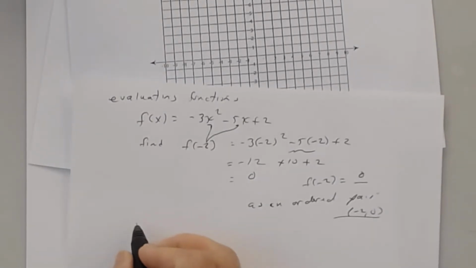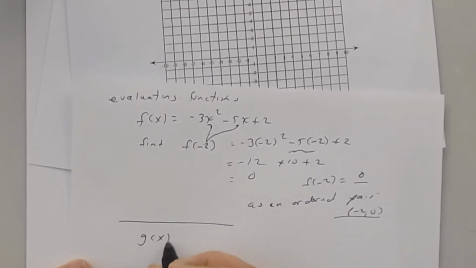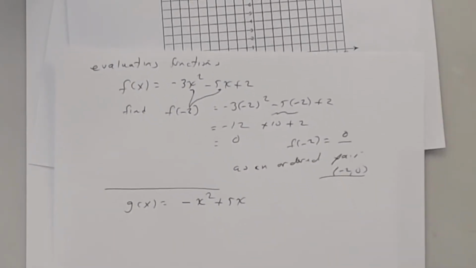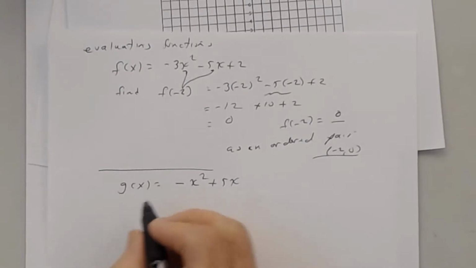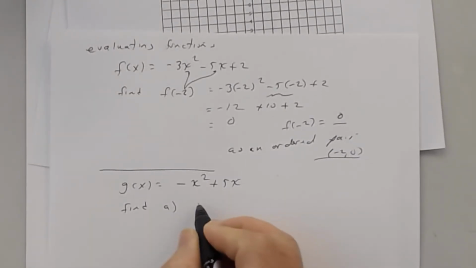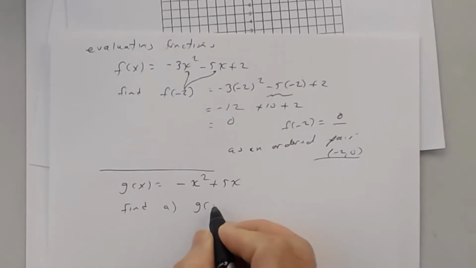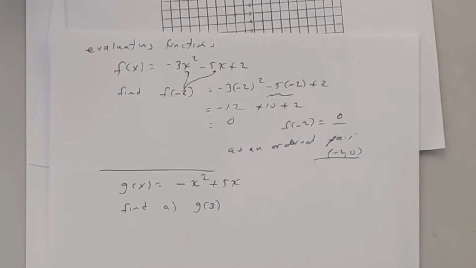All right, and then let's suppose we had g of x equal negative x squared plus 5x. And let's say we want to find g of 3. So I want to find g of 3. What do I do? Wherever I see the variable x, I plug in 3. So really I'm finding the y value.